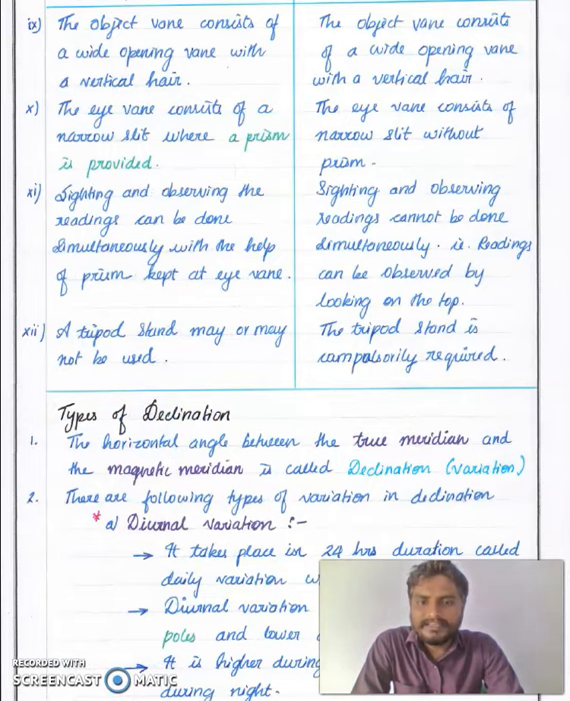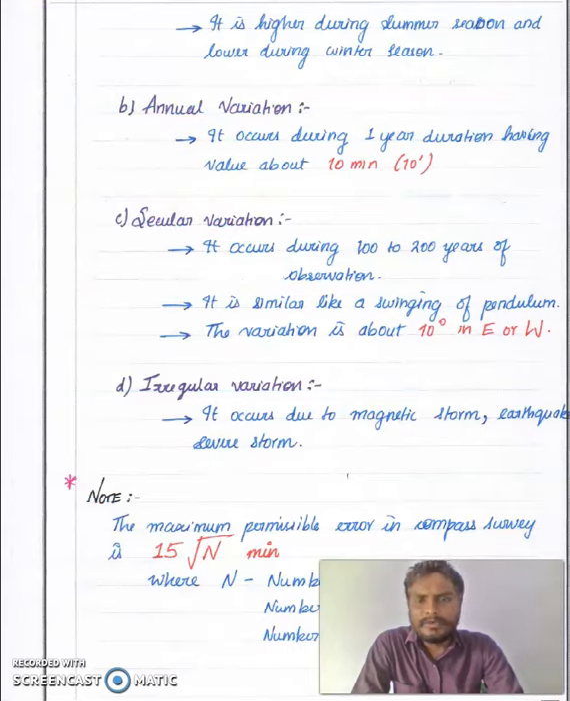Okay, types of declination. So there are diurnal variation, annual variation, secular variation, and irregular variation. Okay, so these are important from the examination point of view, not from the GATE point of view. And look, maximum permissible error in compass. Please note down, this is a very important point. 15 under the square root of n in minutes. The unit is minutes, where n is the number of compass stations.